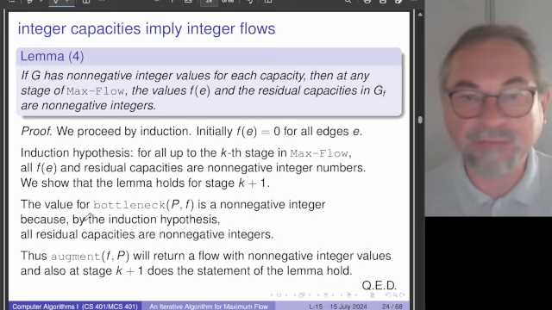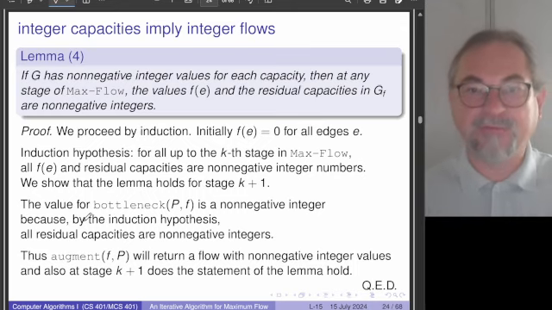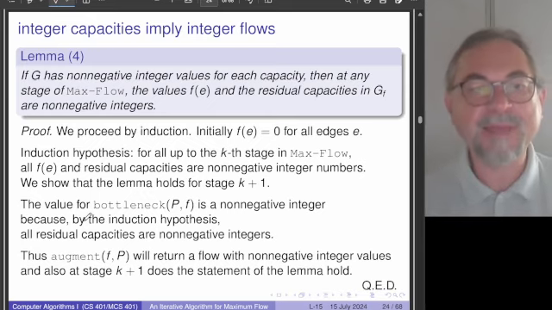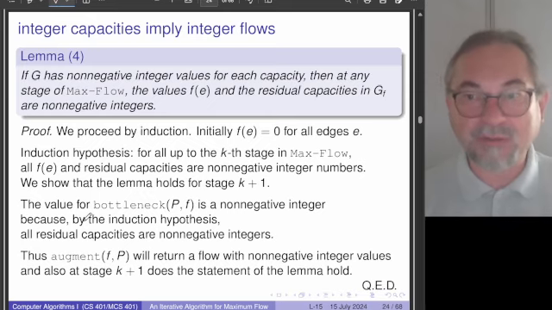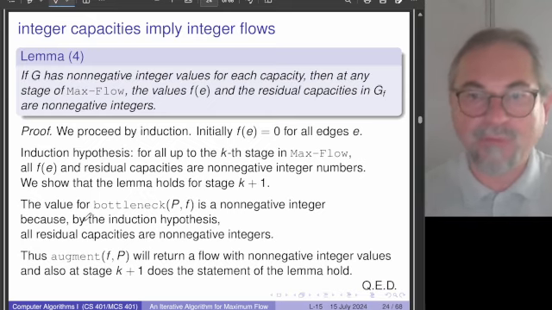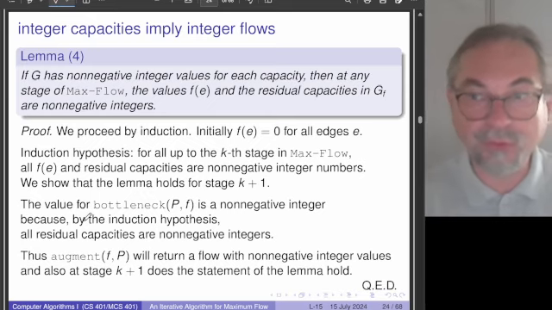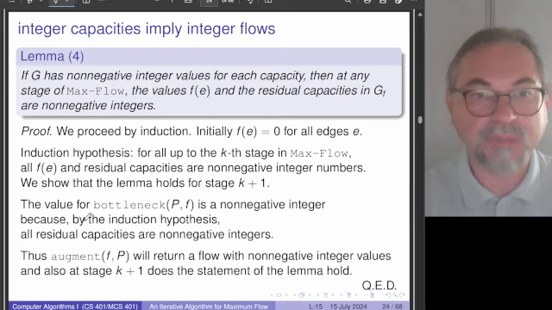So we assume, first of all, the base case. We initialize the flow to 0. 0 is a very nice integer number. And then we assume that the algorithm starts from an integer flow. And we have to show that in the next stage, the new flow, what we called f prime, will also assign integer numbers to the flow.